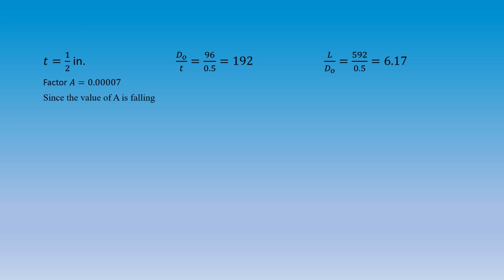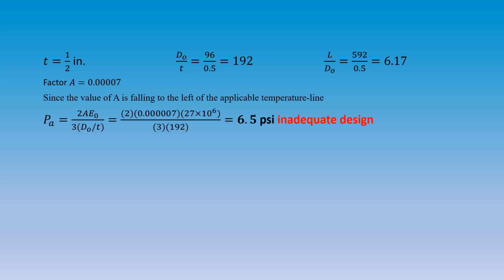In the very next step, we have suggested a starting thickness of 1/2 inch and calculate D naught by t and L by D naught, and find factor A from the chart. The maximum allowable pressure is 6.5 psi, which is less than the design pressure and therefore inadequate.